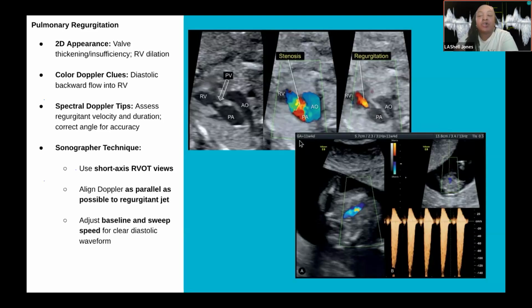All right. Now for regurgitation, you want to assess the velocity, which is shown here with the spectral Doppler waveform, and just check to see its duration. And also keep in mind correct angle for accuracy. All right. Looks like the technique is that short axis RVOT view is the best view. And don't forget to align the Doppler as parallel as possible to that regurgitation jet.